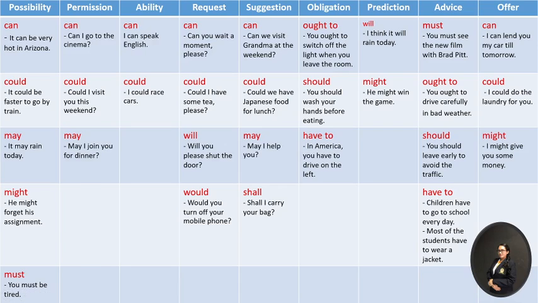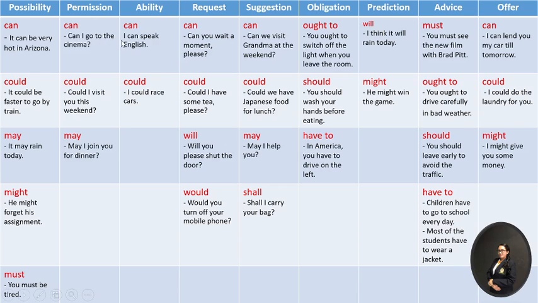For the ability, you can use these verbs, can and could. For can, you could say, I can speak English. For could, you could say, I could race cars. So that's for the ability.